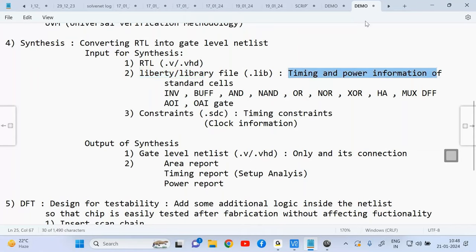See, in my design I have three inverters and two buffers. One inverter has a 2 micrometer area. For three inverters, how much? 6 micrometer. Two AND gates, assume one AND gate has 5 micrometer area. Two AND gates, how much area? 10 micrometer. So 10 plus 6 is 16 micrometer. What is your total area? 16 micrometer. Like that, it will pick the information from the .lib file.